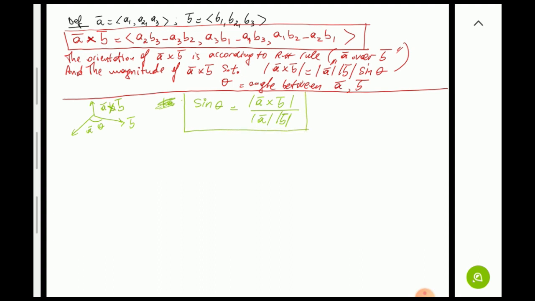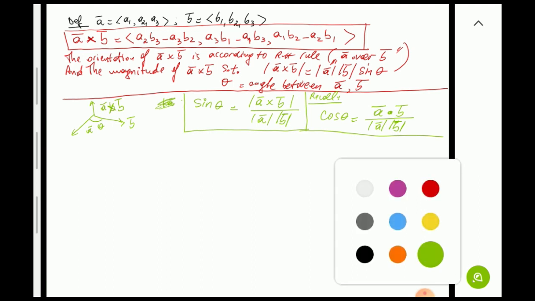And just as a recollection point, remember the dot product is related to the cosine of the angle between these vectors. So there is some sort of similarity between these formulas, so it's better to actually write them down together in some sort of a formula sheet if you prefer.